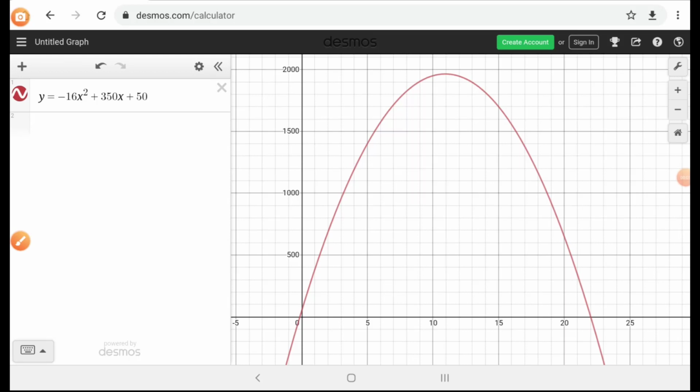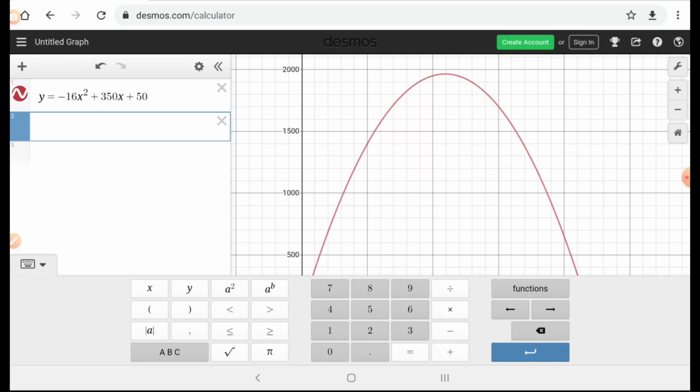Okay, so I've graphed our parabola here. So you can see the equation is negative 16x squared plus 350. 350 is the initial velocity plus the 50, and that is our initial height. So now let's find our answers. So the answers for this problem, it looks like it's going to be negative 350. Remember, plus and minus, we're going to have to do them separately. So plus or minus the square root of 125,700. Okay, and we're going to take that value and we're going to divide by negative 32.